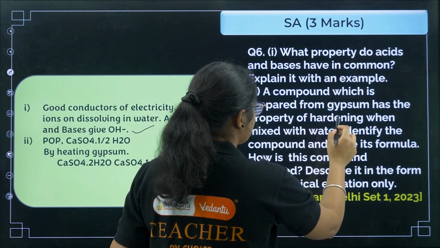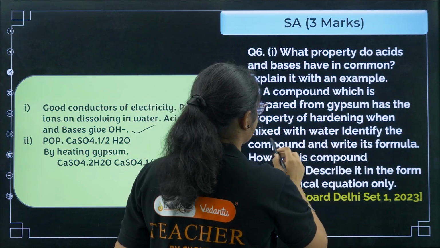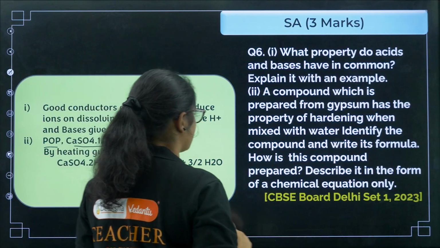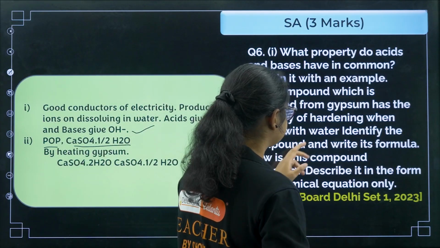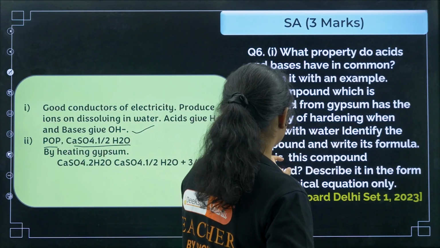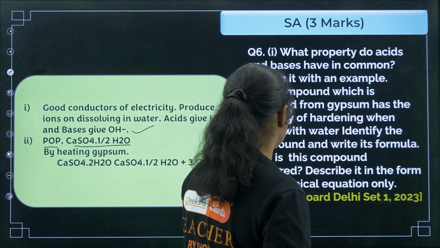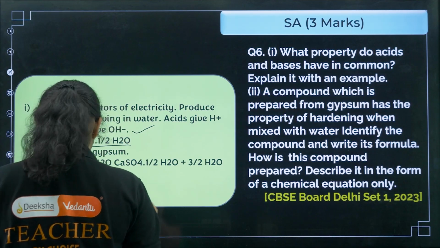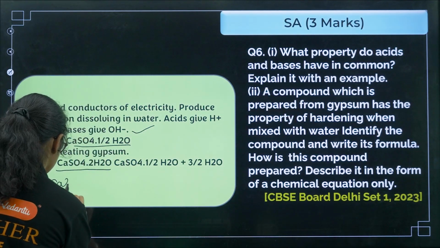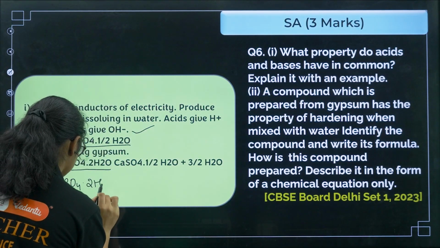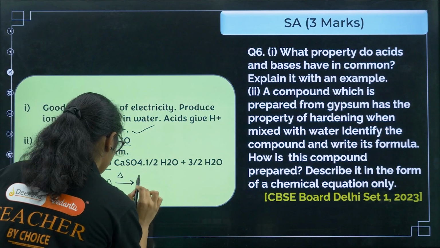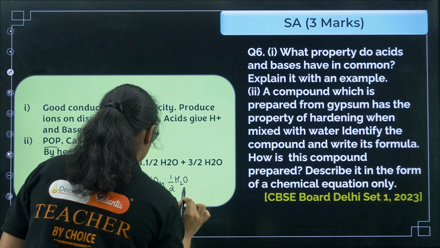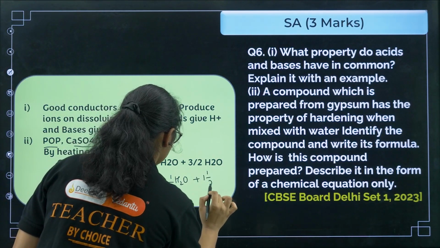A compound which is prepared from gypsum has the property of hardening when mixed with water. Identify the compound. It is plaster of Paris. The chemical formula is CaSO4 dot half H2O. Next, how is this prepared? Describe only the equation. It is prepared if you take gypsum. So I'll write here like this: CaSO4 dot 2H2O, and if you heat it, you get CaSO4 dot half H2O plus 1 and a half H2O.